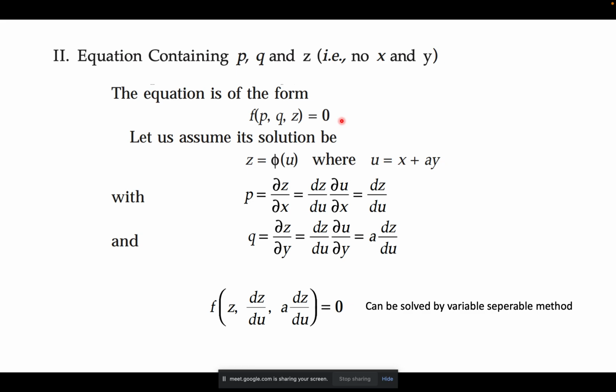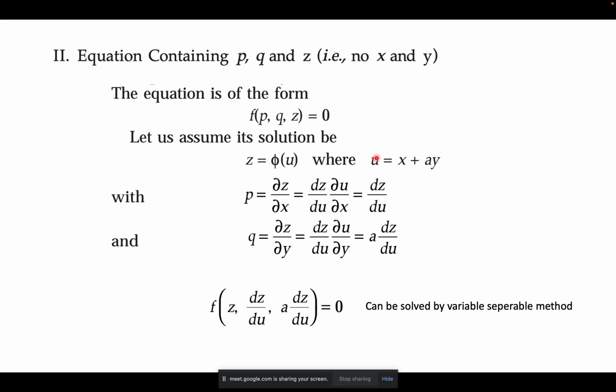Now one of the very easy ways to solve such a problem is you can assume the solution of such type of partial differential equation as a function of u. So you can write u is equal to x plus ay, right? Now if you take the derivative of this function z with respect to x, you know x is not appearing directly, but it's a function of u, because u is a function of x and y. So if you take the partial derivative of z with respect to x, you need to write del z by del u times del u by del x, because here u is a function of x, right?